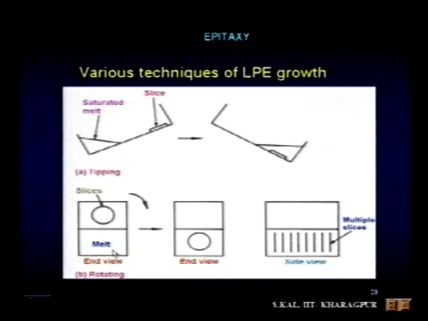What is that? Here there are two chambers. This is a melt and here is a slice. Now you just rotate it. You can see the arrow. You just rotate it. And in the next step, this will come here. So the melt will come because it is filled with liquid.